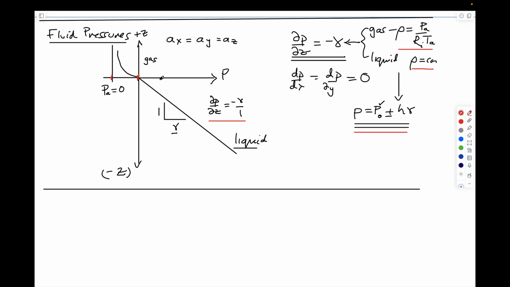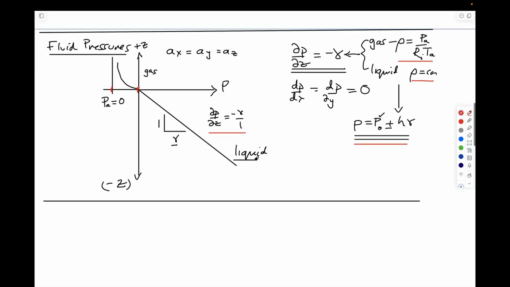And as we go down a depth, the increase in pressure with the unit weight of fluid is much faster than in the gas. This curve is 1,000 times more rapid in terms of increasing in density and pressure than this curve, just because of the unit weights of gas, which is about 1 kilogram per cubic meter versus liquid water, which is 1,000 kilograms per cubic meter. So that's pretty much it.